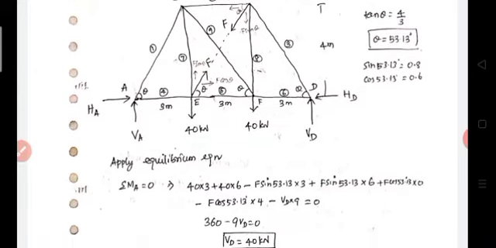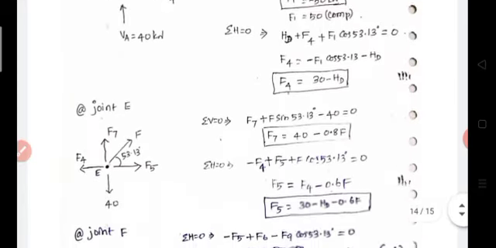At the joint E, there are four members connected and one external force. We already know the member force F4, already determined. Then F10 is also known, it is F. Only two unknowns, F7 and F5, are the two unknowns. So take this joint.